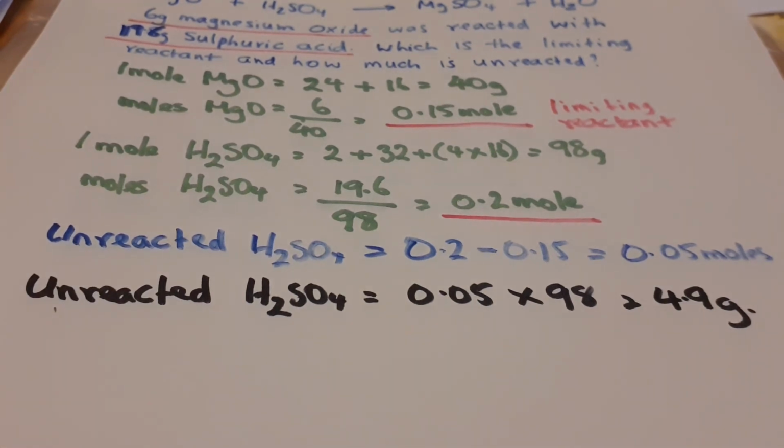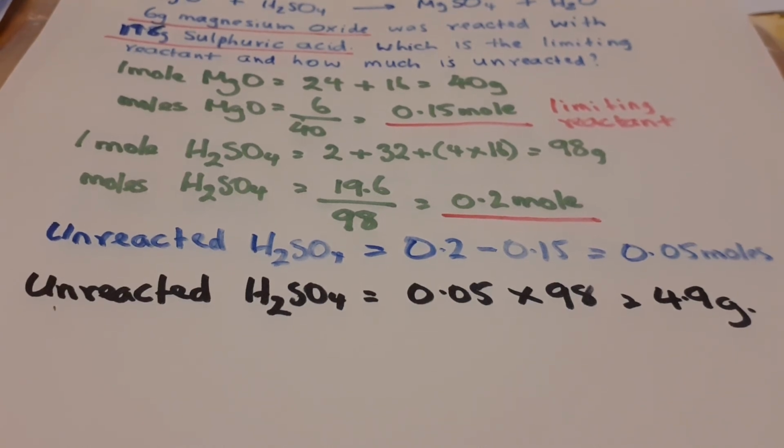So that is the hardest version of limiting reactants that you can get, and these are all the various forms. I hope you're able to follow that, because there's nothing really new there.